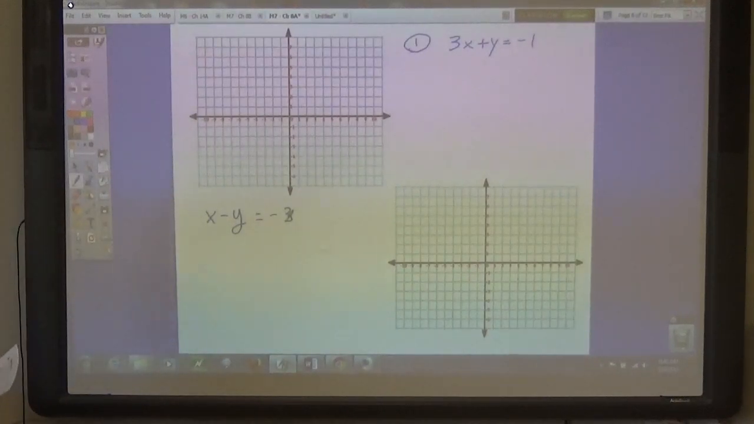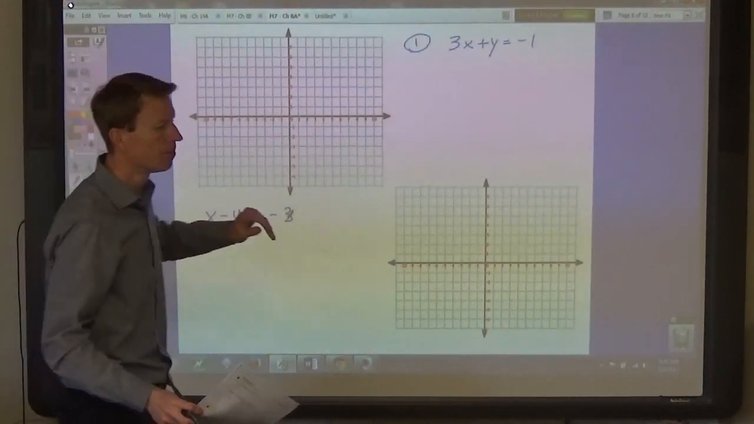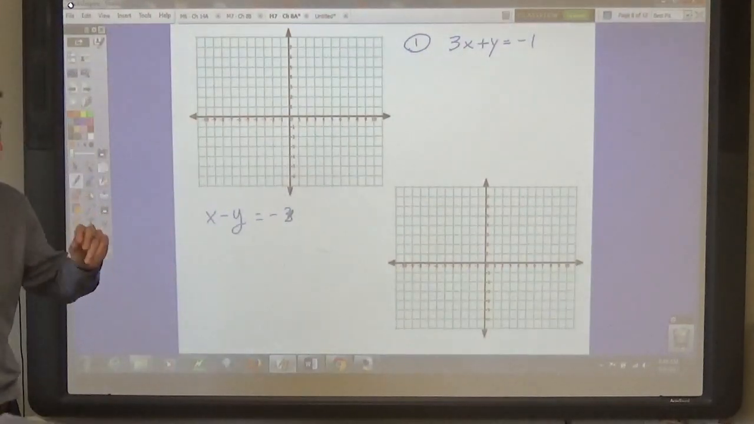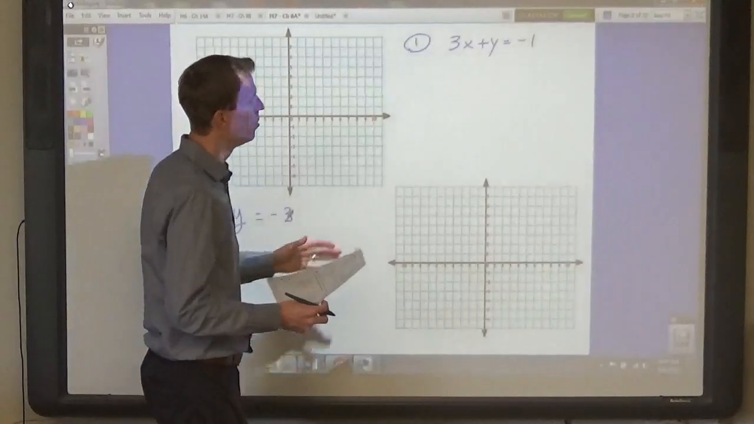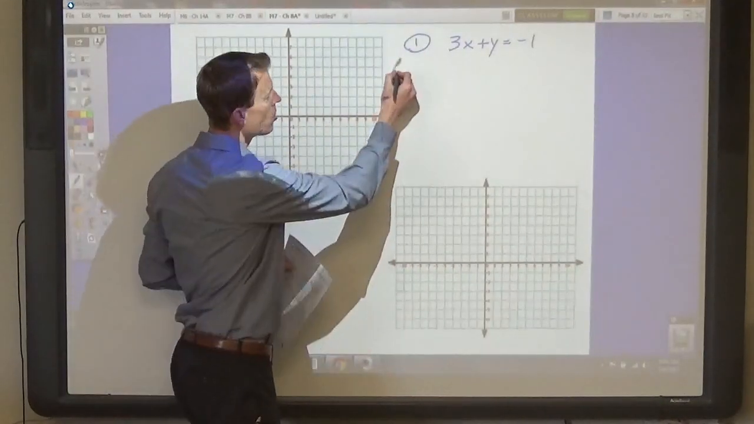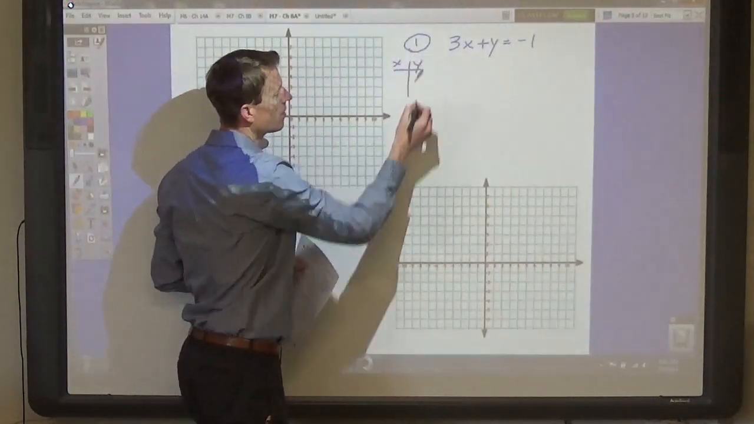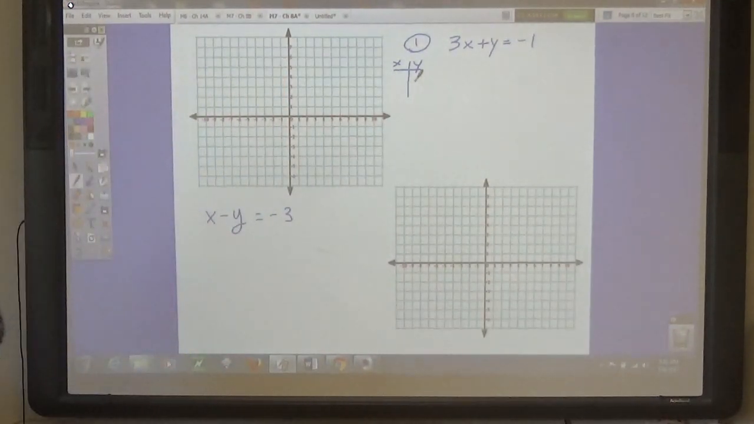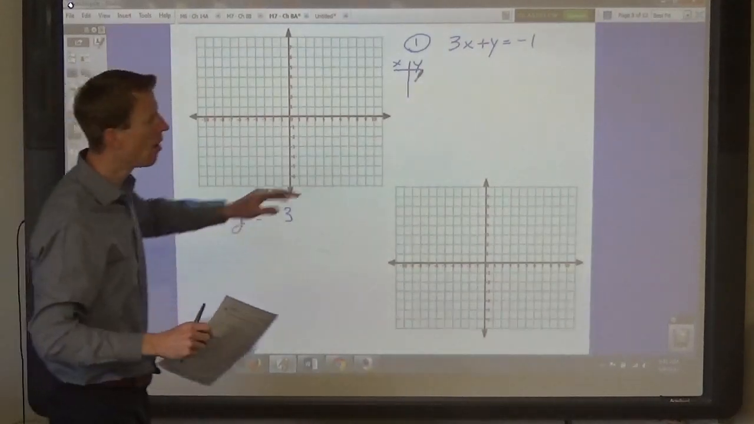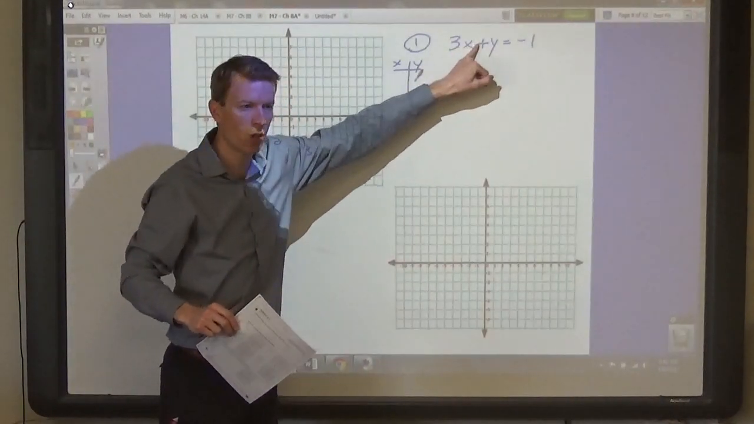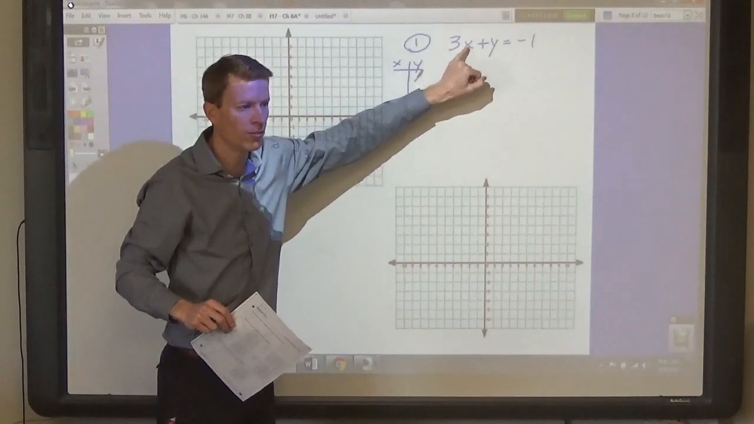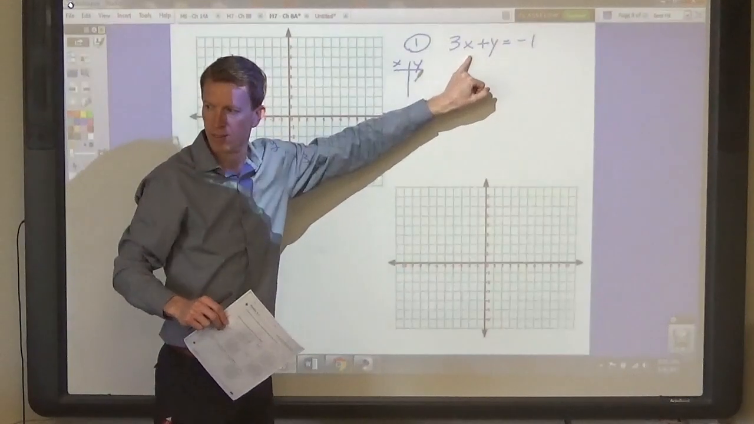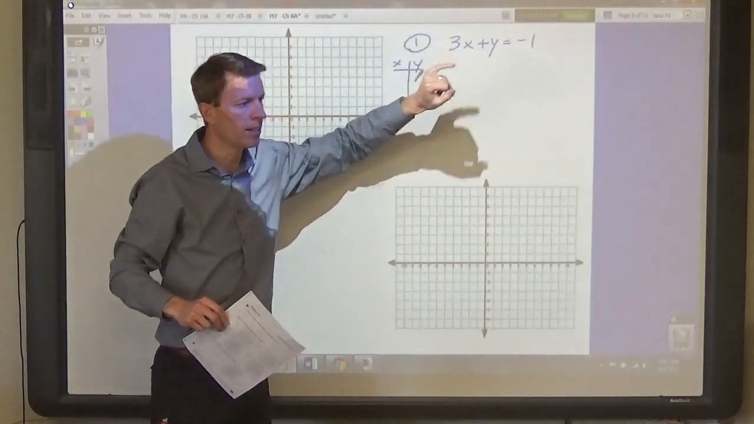Okay? Now, to graph these, we've learned two ways to graph equations. The first way was to make a t-chart and to choose a point for x and solve for y to find 2 points so we can draw a line. All right? We've also learned how to convert this to slope-intercept form by solving for what, Daria? Solving for y.